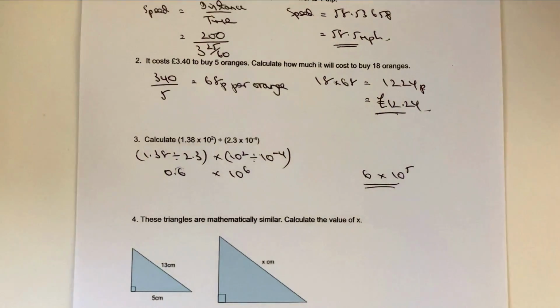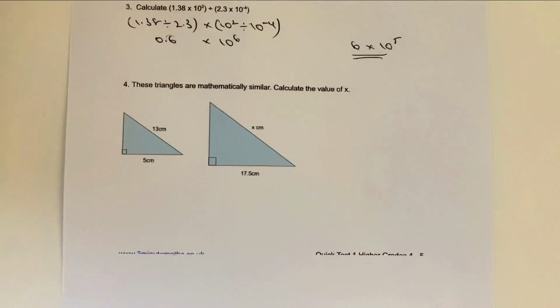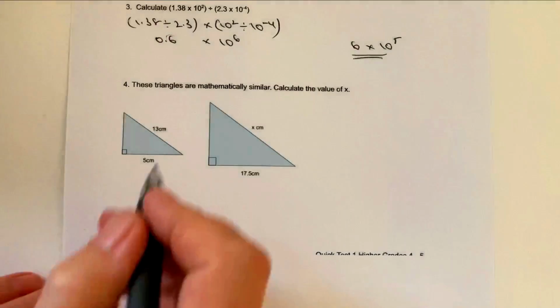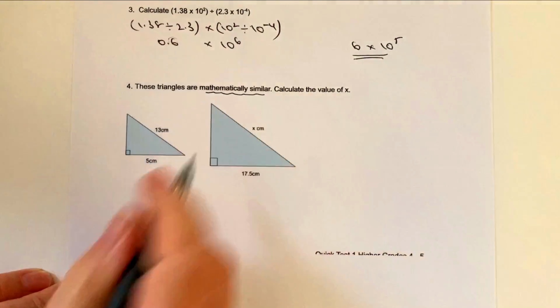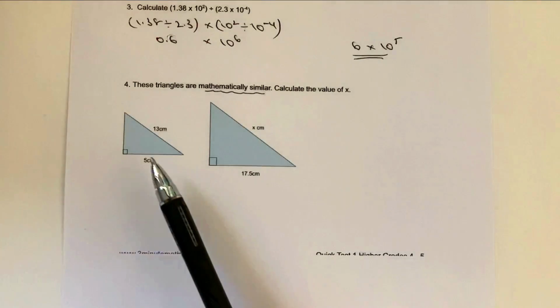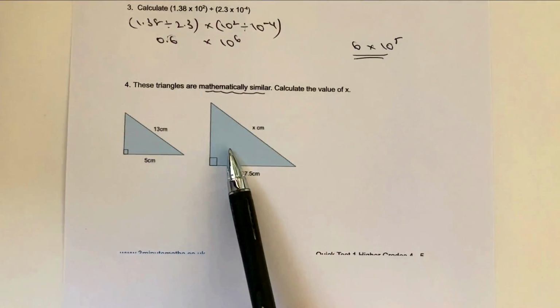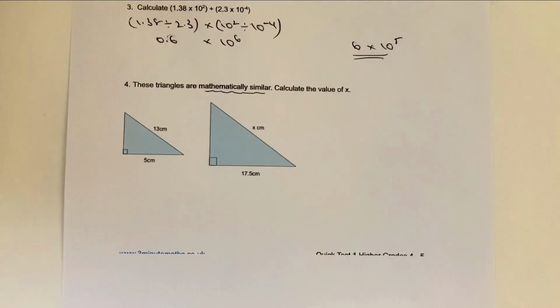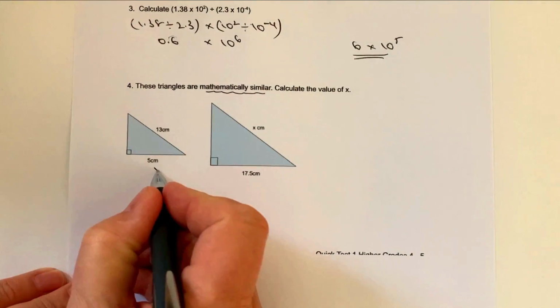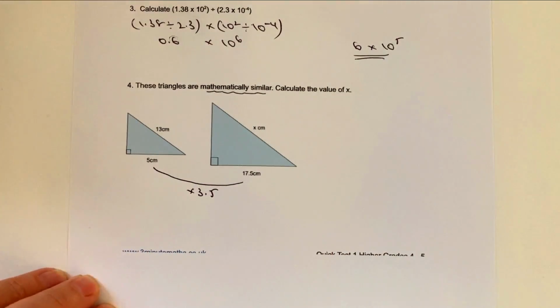Let's move on then to question number 4. Now, the key issue with this one is it uses these words mathematically similar. So what we're saying is that there is a scale factor between this triangle and this triangle. This triangle is an amount bigger than this triangle. And the way we work that out is we use a calculator, and we can work that out that it's actually 3.5 times bigger.